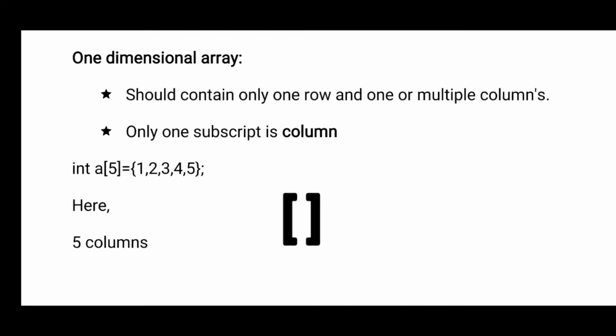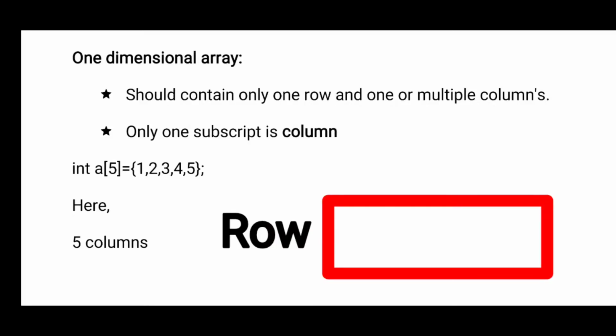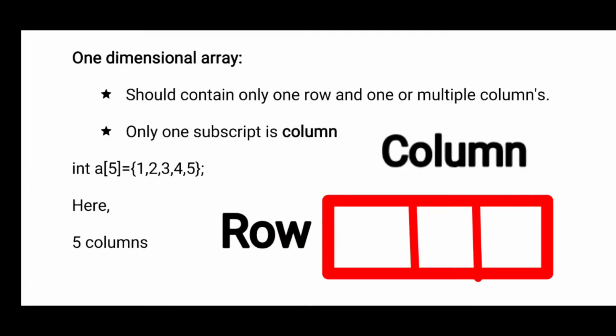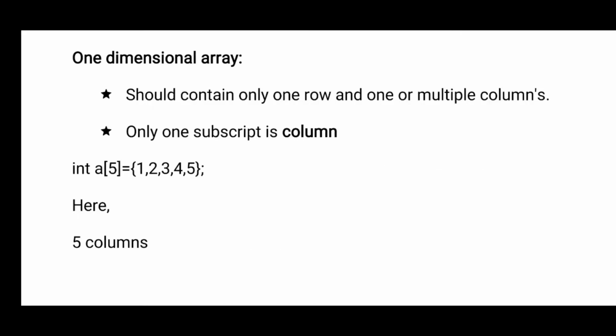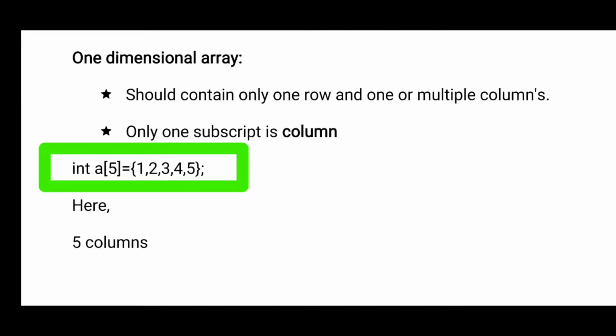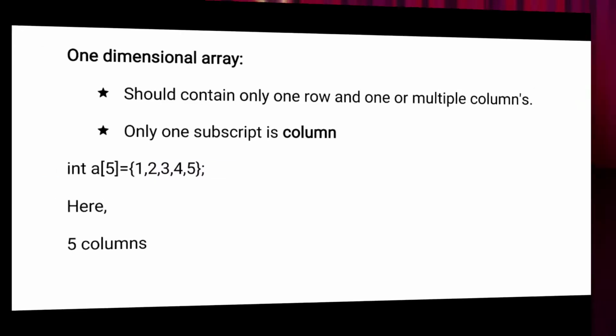one-dimensional array. One-dimensional array contains one row. Horizontal is row and the vertical is column. In one-dimensional array, the subscript is the number of columns in the array. Here integer array A has 5 elements, or we can call it as this array contains 5 columns. One-dimensional array should contain one row and one or more columns.